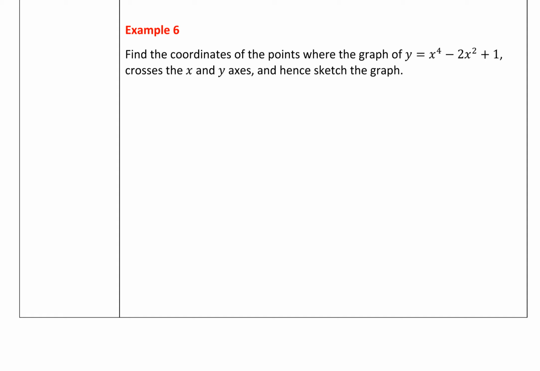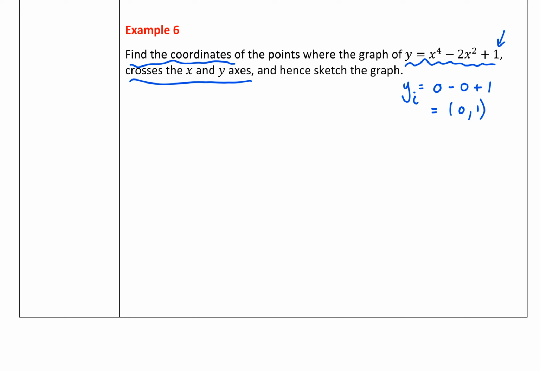Now here we have a quartic in standard form. Now it's trying to give us a hint as to what we can do here by telling us to find the coordinates of the points where the graph crosses the x and y axes. Well, the y-axis is easy. That's just going to be done by letting x equal 0. So that's 0 minus 0 plus 1. You can always recognize that from there. So my y-intercept is (0, 1).